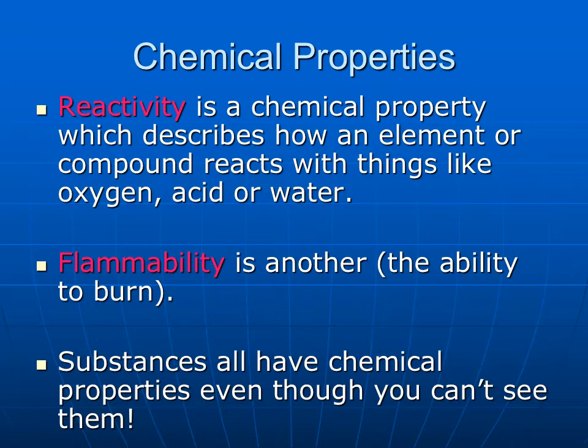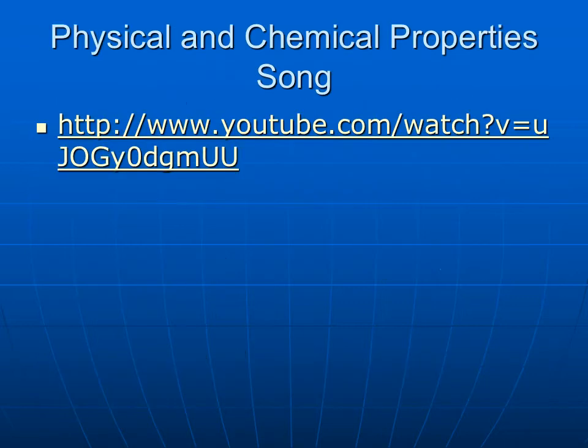Whereas if you think about any of the elements in group 1 of the periodic table or group 7, they don't have full shells and they want to have 8 in order to be full, so they are going to react. So they are reactive. And then different things react in different ways and with different substances. Flammability just means the ability of something to burn. So substances all have chemical properties, even though you can't see them.